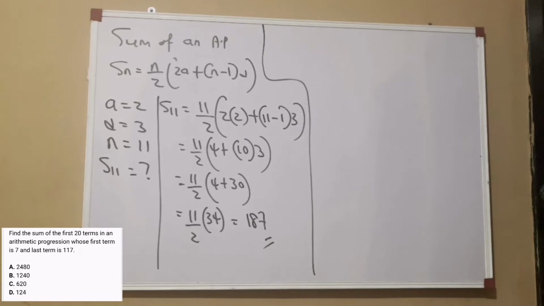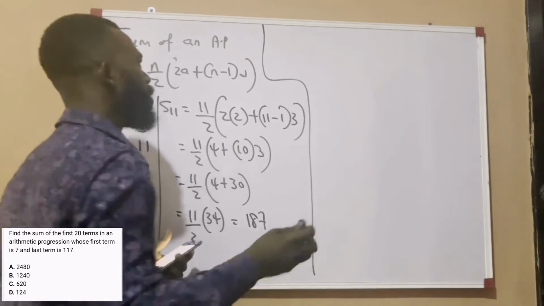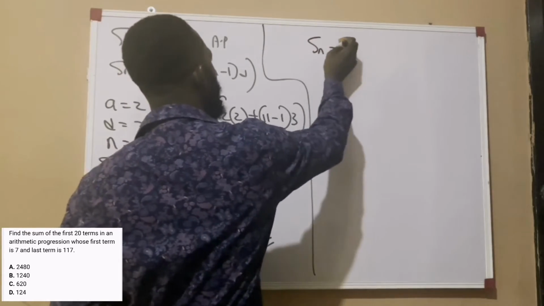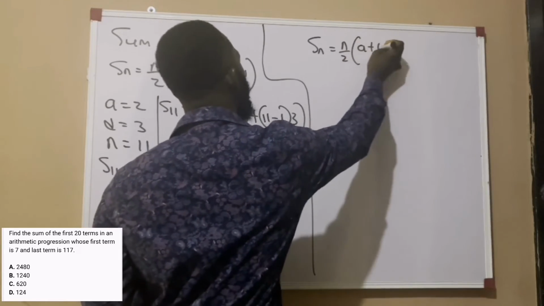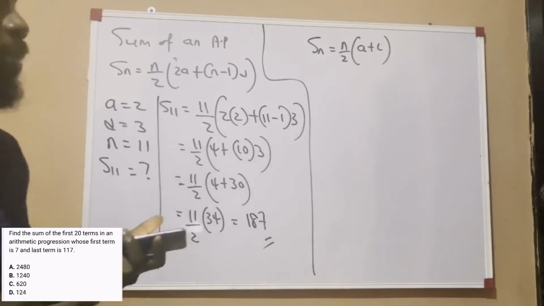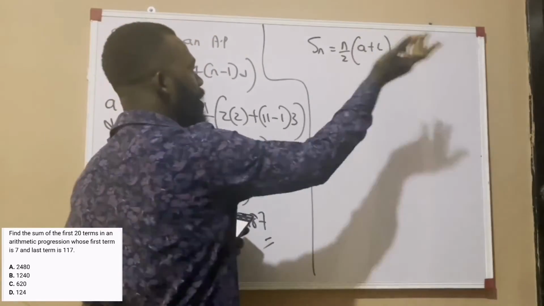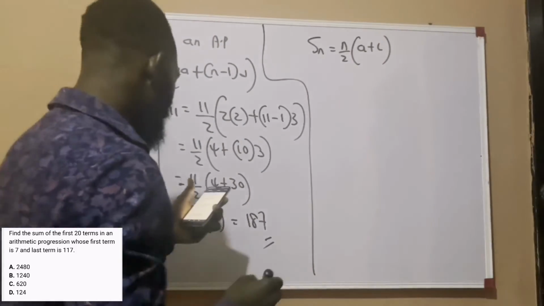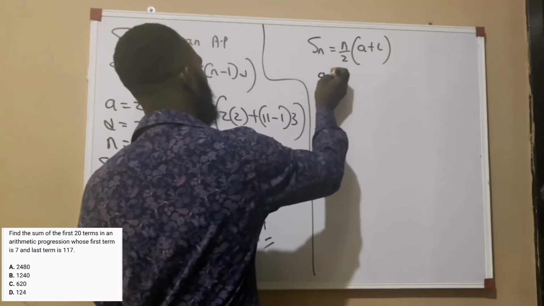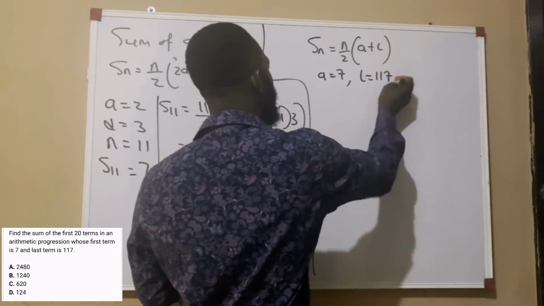Now whenever the first and last term is given, you have a formula you apply, not this formula. Okay, this formula is not used. Now the formula you make use of is Sn is equal to n over 2 into the bracket of a plus l. Okay, that is the formula you apply when the first and last term is given. Now a represents the first term and l represents the last term. So according to this question now, our first term given was 7 and our last term given was 117.